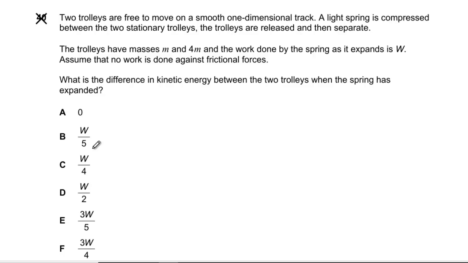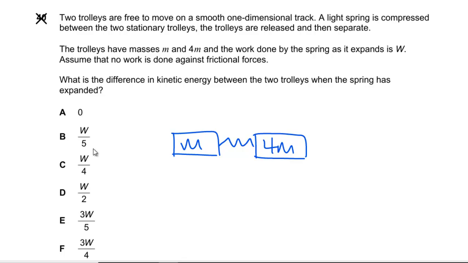Two trolleys are free to move on a smooth one-dimensional track. A light spring is compressed between the two stationary trolleys. The trolleys are released and then separate. The trolleys have mass m and 4m. Okay, spring in between them. The work done by the spring as it expands is W. Assume that no work is done against frictional forces. What's the difference in kinetic energy between the two trolleys when the spring has expanded?